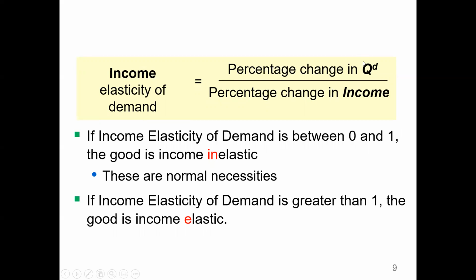Okay. So remember this again, income inelastic will be between 0 and 1, which is because there's a big change in income, but only a small change in quantity demanded. So it's a small number divided by a big number, which will give us an answer between 0 and 1.